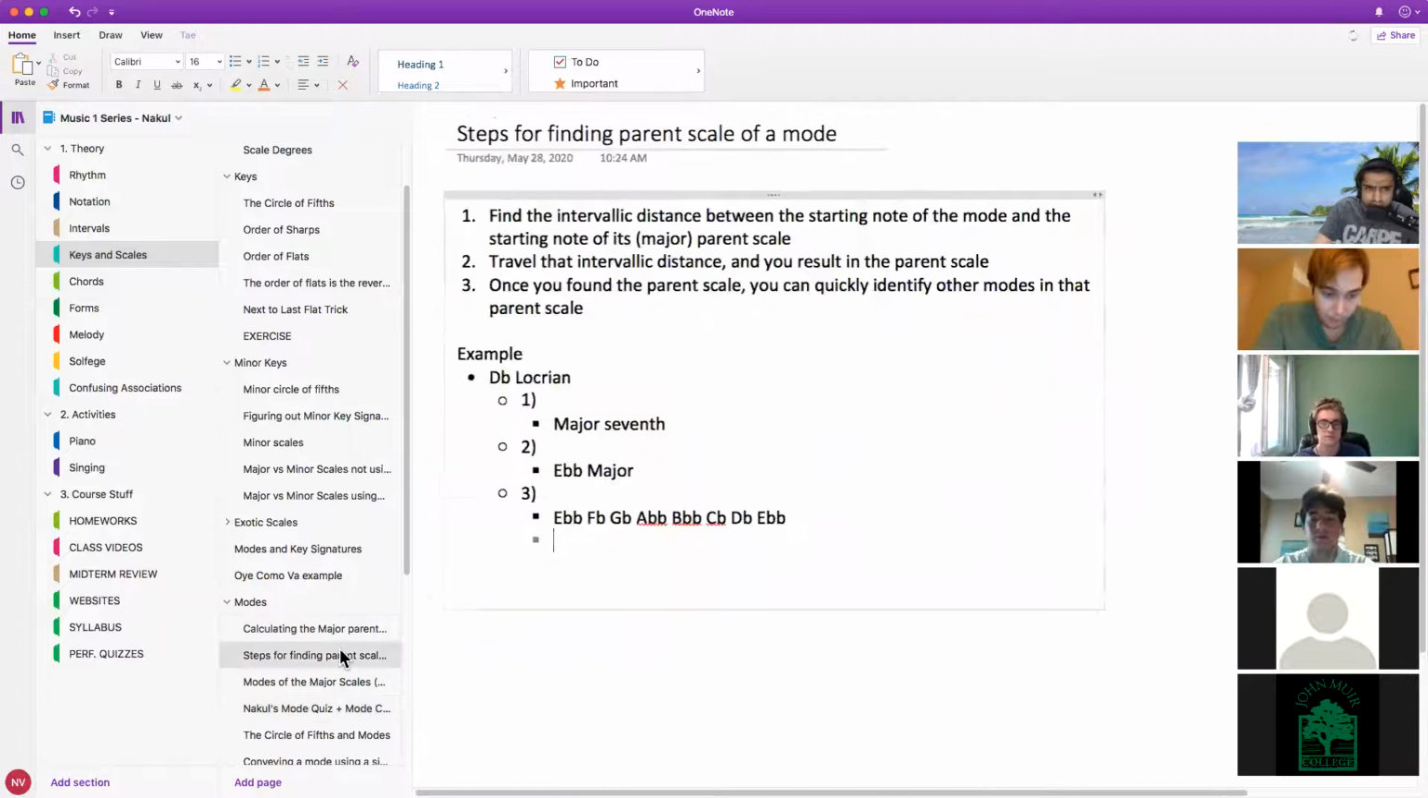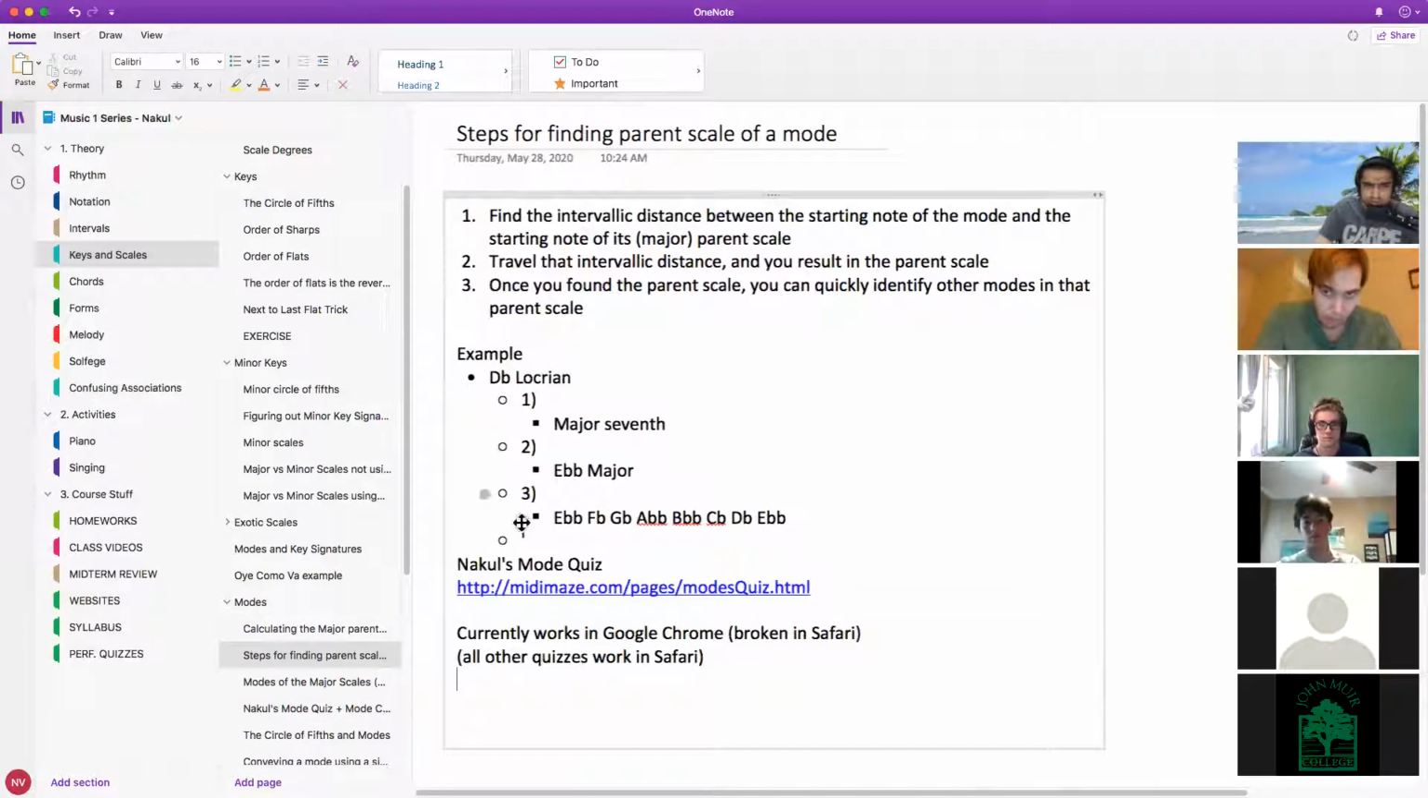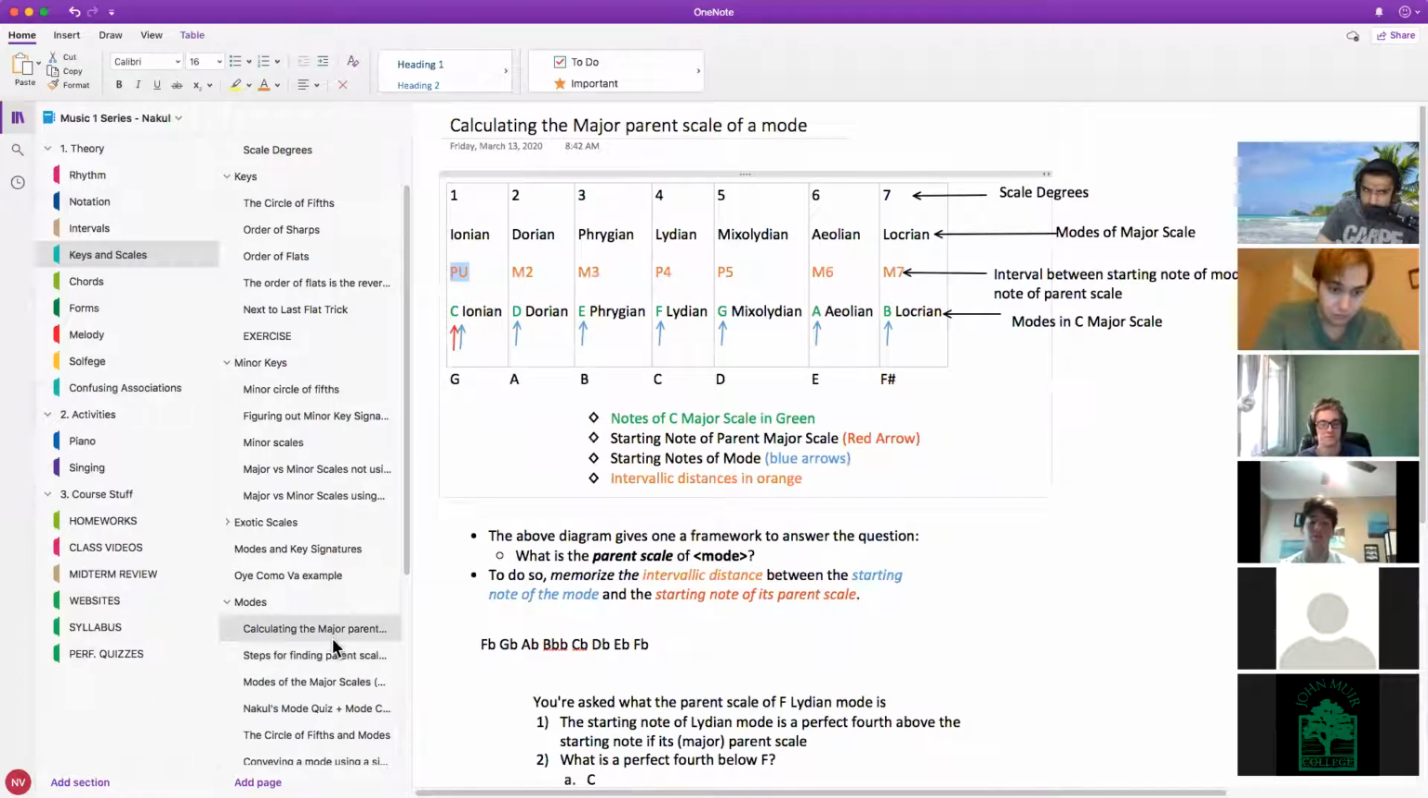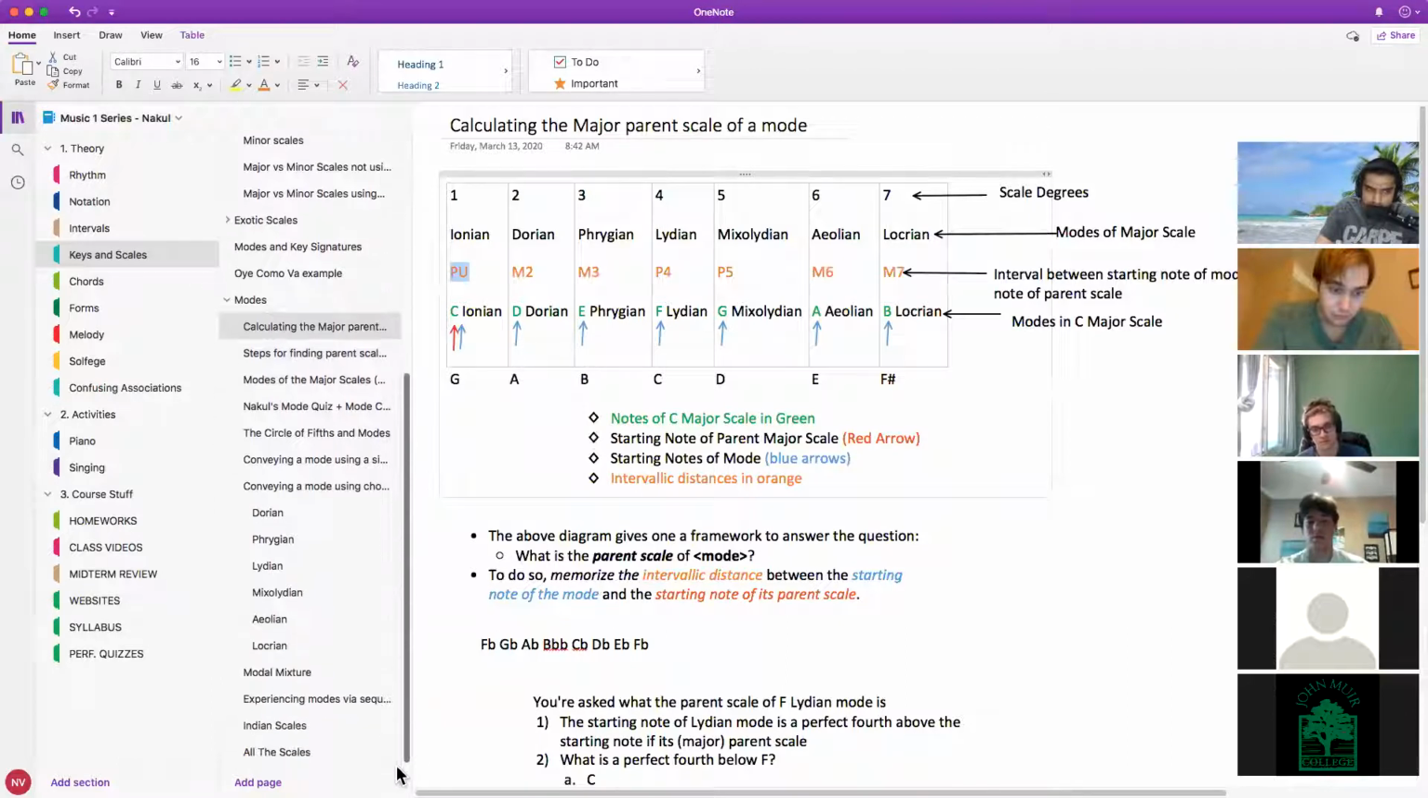Okay, so steps for finding. I think it's actually not broken in Safari anymore. Okay. So anyway, hopefully that is a good reference for you to use. I really over-prepared material today, so we'll talk a lot about the stuff next class.